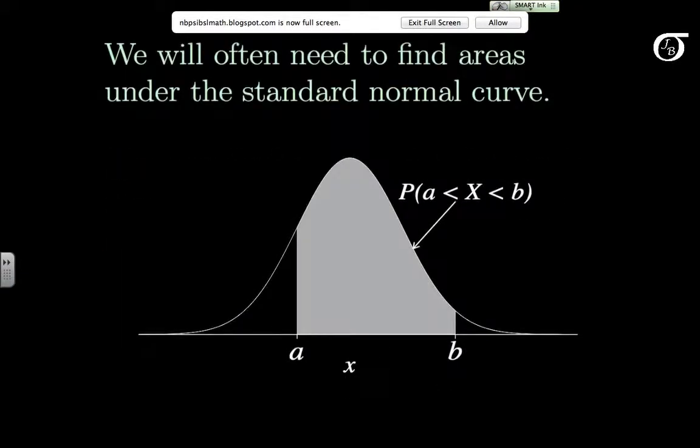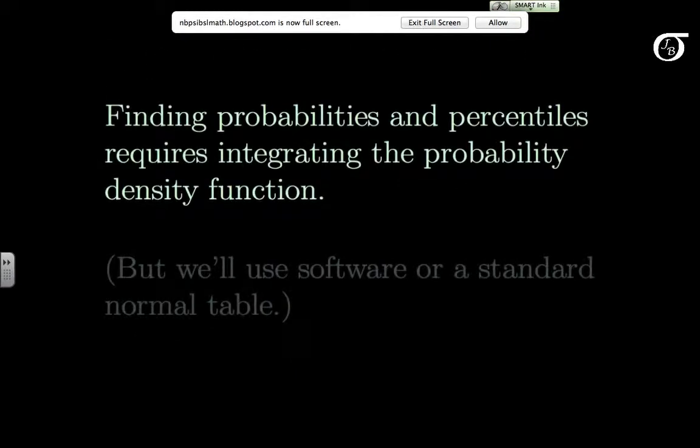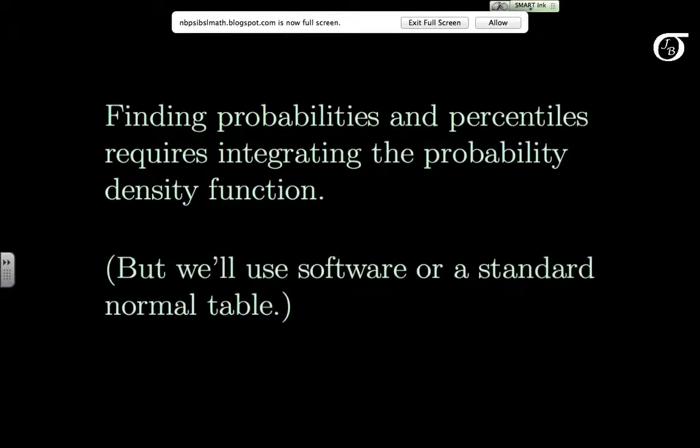As we will soon see, we very often need to find areas under the standard normal curve. Probabilities are simply areas under the curve, and very often the question of interest involves finding a probability. Finding probabilities and percentiles for the normal distribution requires integrating the probability density function. There isn't a closed form solution, and it must be integrated numerically. Fortunately, we're going to use software or a standard normal table to actually find these values in practice.